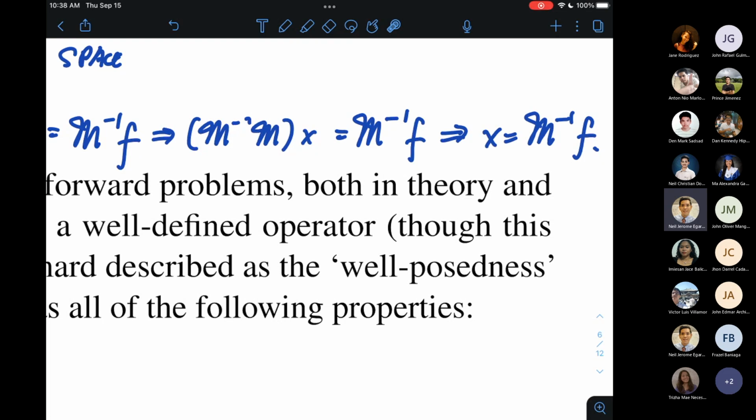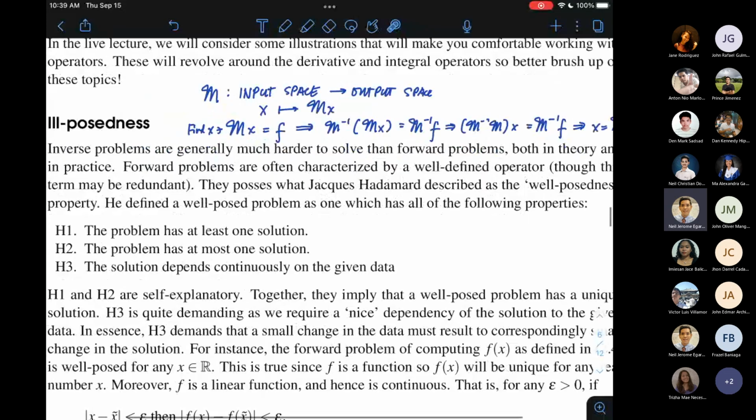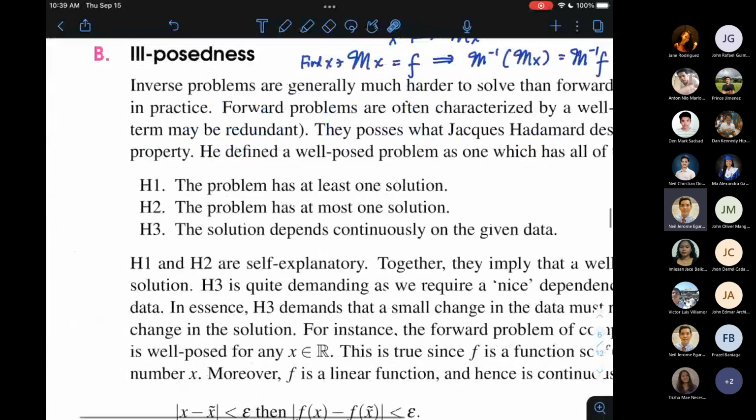Ano muna yung magandang klase ng problem? And we call a nicely behaved problem, in the sense of finding solutions, a well-posed problem, o yung well-posedness property. We will adopt what Jacques Hadamard characterized as a well-posed problem. Sabi ni Hadamard, ang isang well-posed problem, meron siyang tatlong properties.